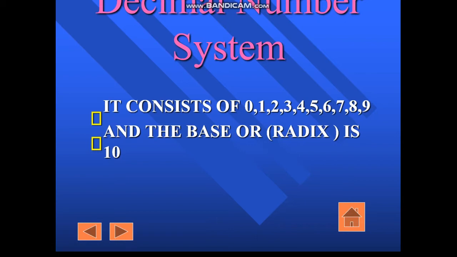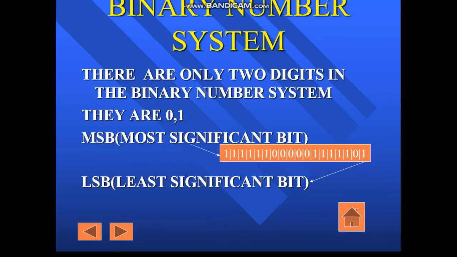Let's move on to another type of number system, that is the binary number system. Binary is one of the most popular number systems, used in every computer programming language. In the binary number system there are only two digits, as I mentioned in the slides, namely 0 and 1.